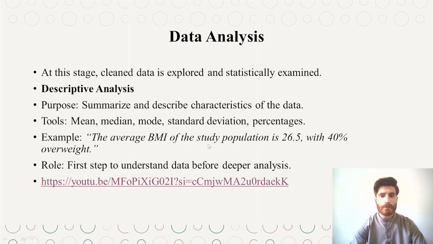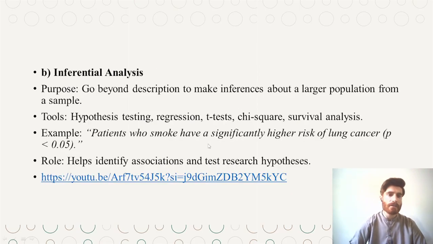Okay, now coming to our next section in data analysis. The next section is inferential analysis, which goes beyond description to make conclusions about a large population from a sample. The tools are hypothesis testing, regression, t-test, chi-square, survival analysis, ANOVA, and many more tests. An example is that patients who smoke have a significantly higher risk of lung cancer, and if the p-value is less than 0.05, then it will be statistically significant and we will accept the alternate hypothesis.